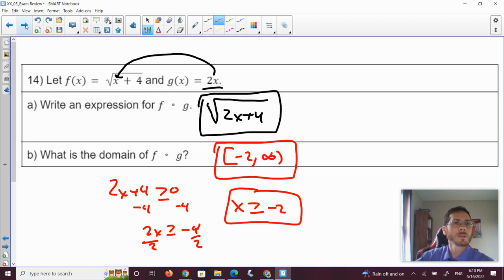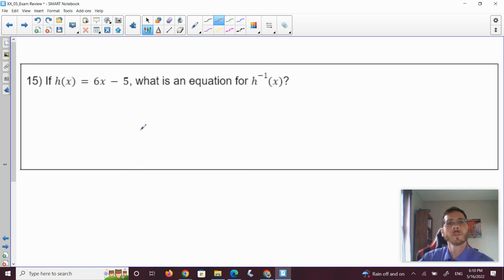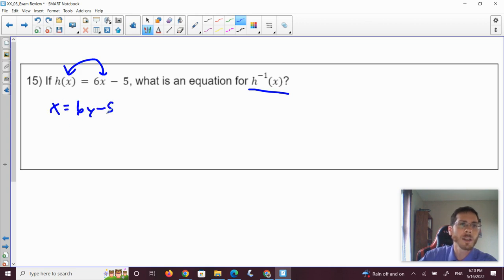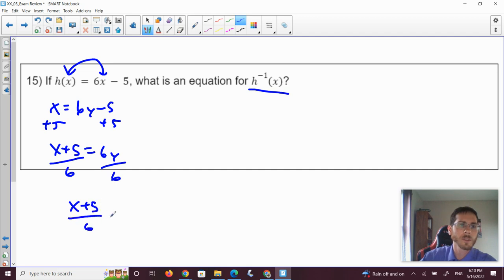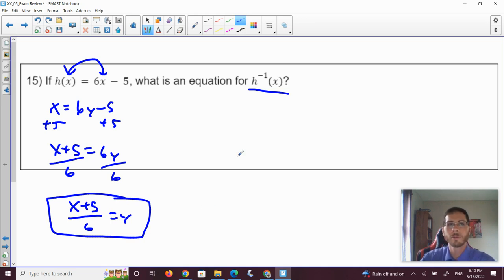All right, moving on. Number 15. We have h of x. We need to get h inverse of x. So remember, for our inverse, what we want to do is switch the x with the y. So we'll write this as x equals 6y minus 5. Add 5 to both sides. So x plus 5 equals 6y. Divide both sides by 6. x plus 5 over 6 equals y. That's it. y is totally by itself, so we're all done.